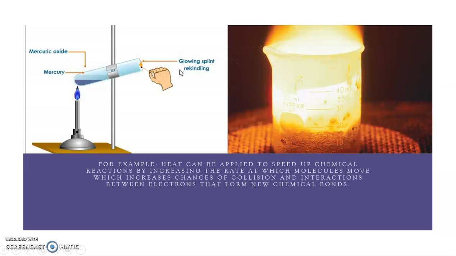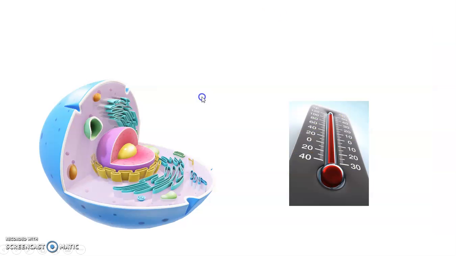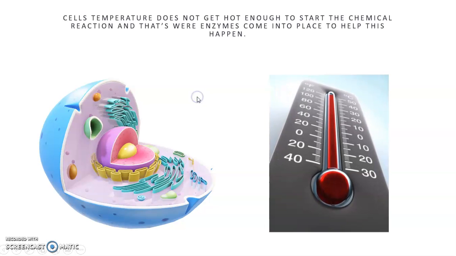Kind of like, for example, how heat can be applied to speed up chemical reactions by increasing the rate at which molecules move, which increases chances of collision and interactions between electrons that form new chemical bonds. A cell's temperature does not get hot enough to start the chemical reaction, and that's where enzymes come into play to help this happen.